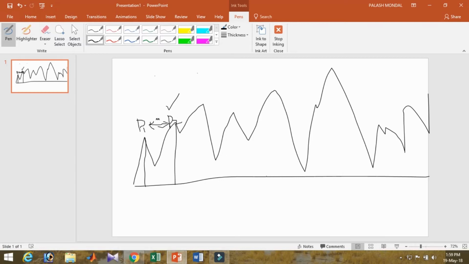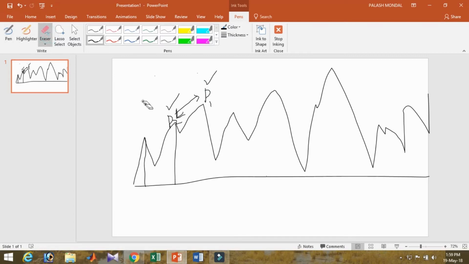After that, P1 is not getting the highest mountain. So what will happen? P1 will move to another mountain. Suppose P1 found another mountain here, and this is the highest mountain. After that they will communicate to each other, and after communicating, they come to the decision that P1 is now on the highest mountain.